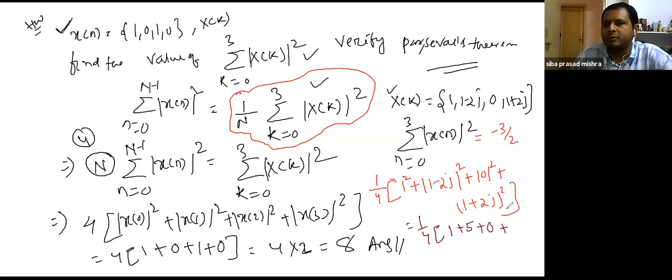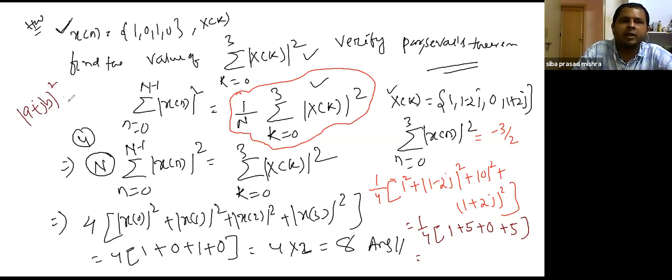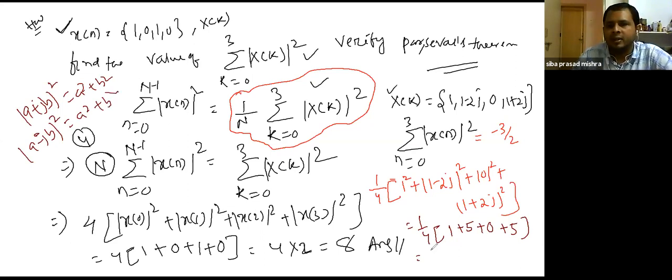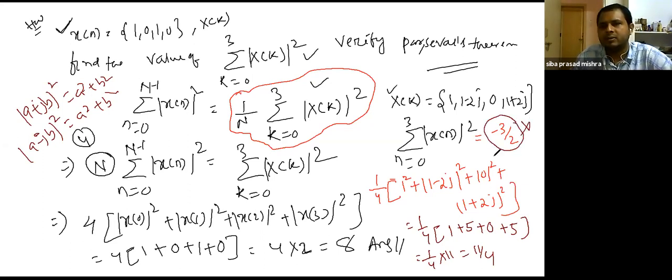Again |1 plus 2j|², 1 square plus 2 square, it is 5. Okay, because you all know |a plus jb|² equals a square plus b square, and |a minus jb|² equals a square plus b square. Okay, that is 1 by 4 multiplied by 11. The answer is 11 by 4, not minus 3 by 2. Someone did a mistake. Answer is 11 by 4.